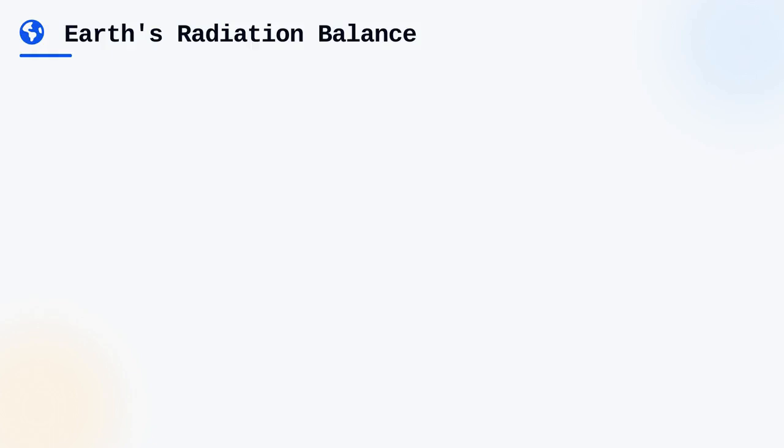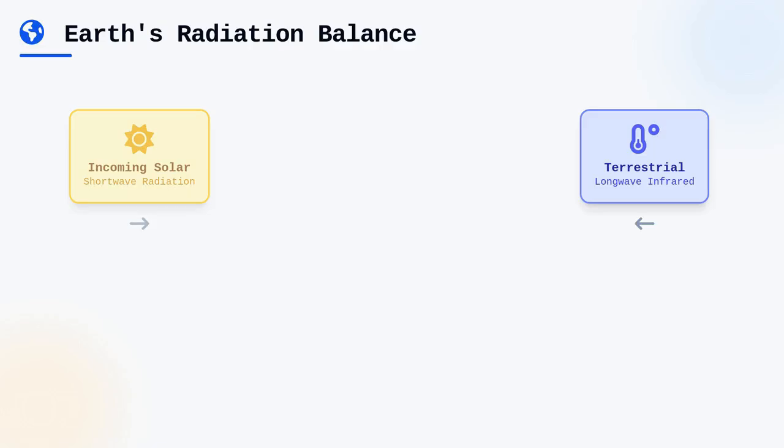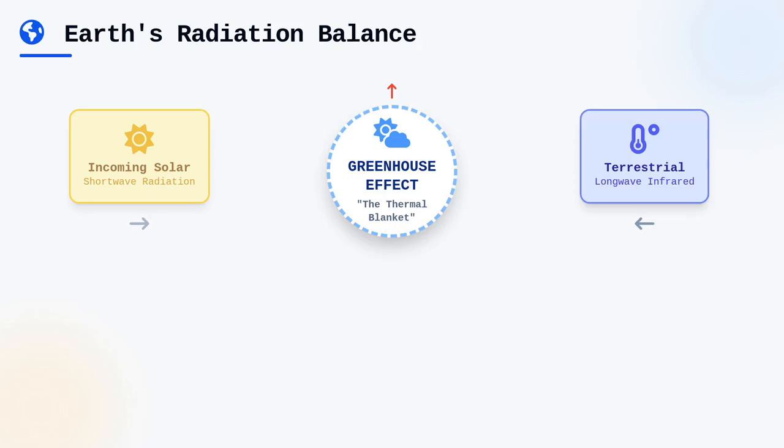At the center of climate change sits the Earth's radiation balance, an interplay of incoming solar shortwave radiation and outgoing terrestrial long-wave infrared radiation. Certain gases in our atmosphere act as a thermal blanket, trapping heat and preventing it from escaping into space, a process known as the greenhouse effect. Radiative forcing acts as the quantitative measure used by scientists to define the influence that specific factors have on the net change in the Earth's energy balance.